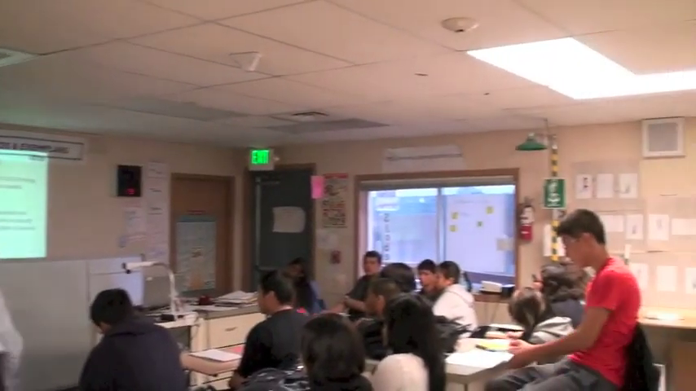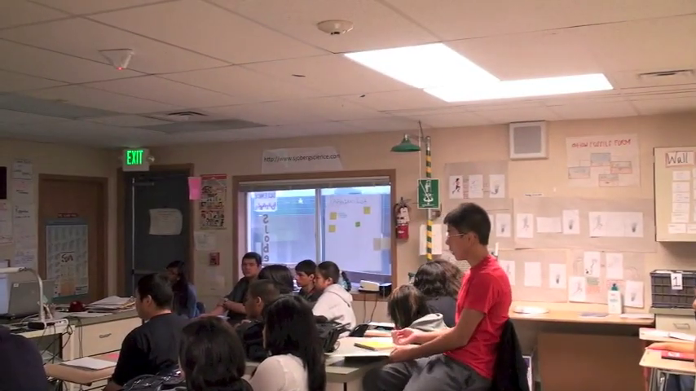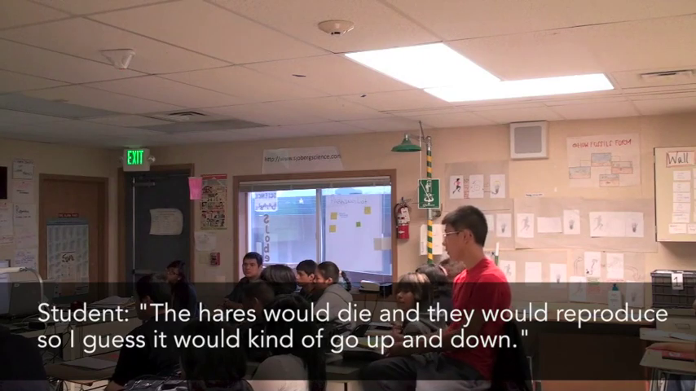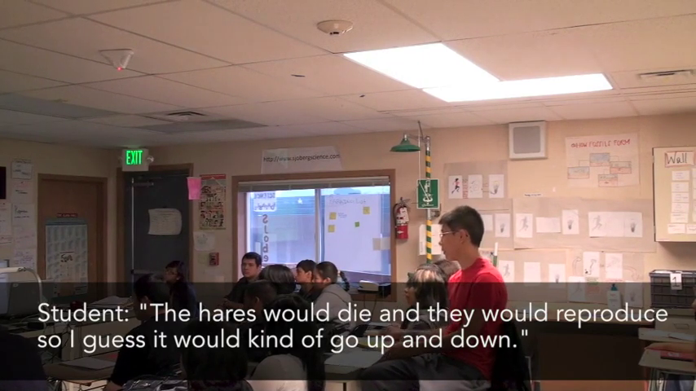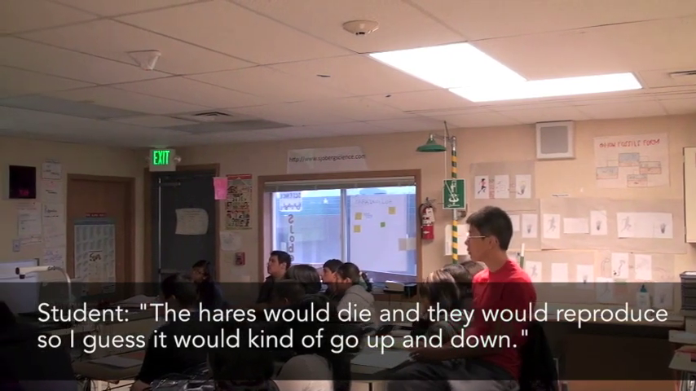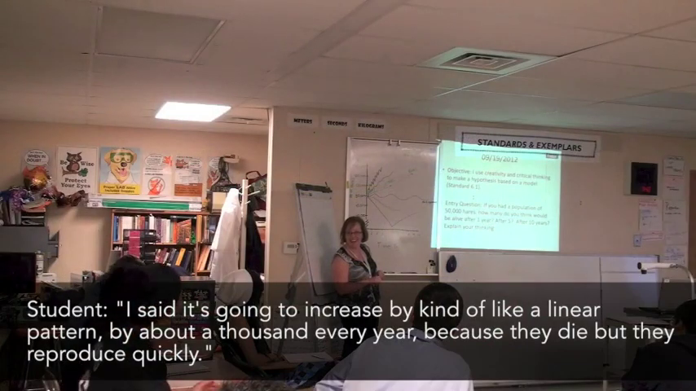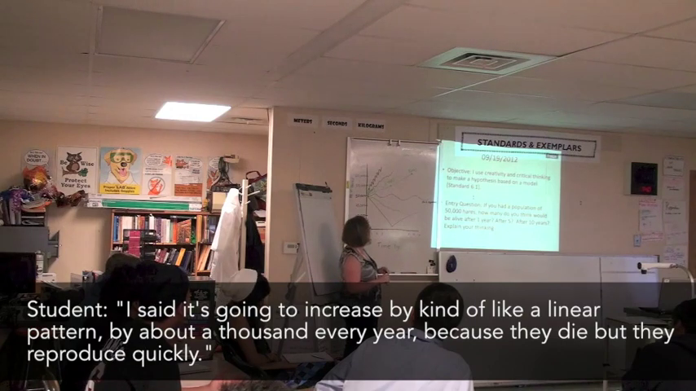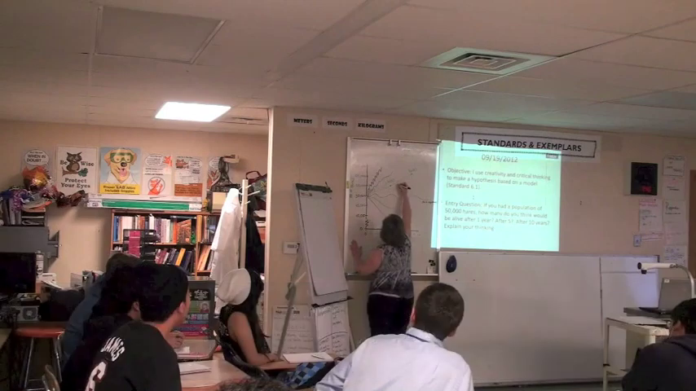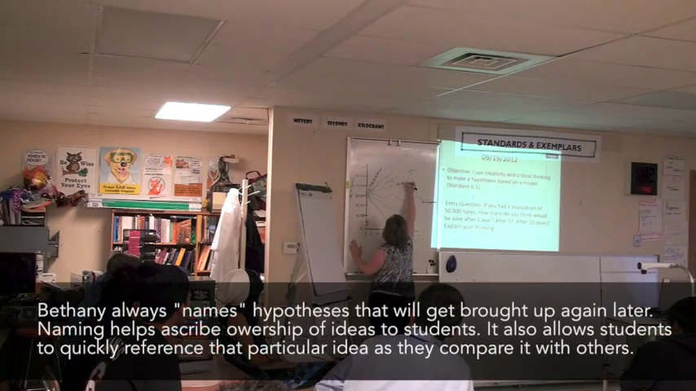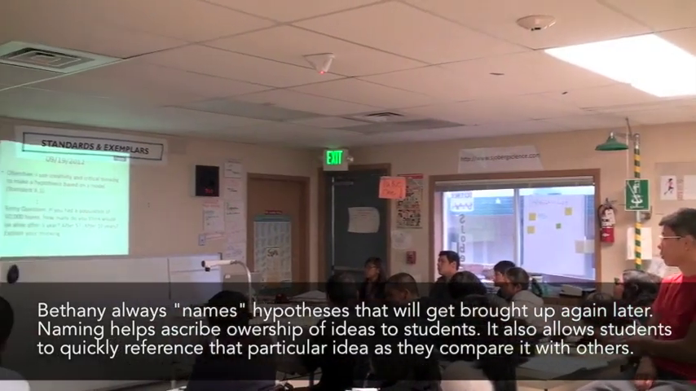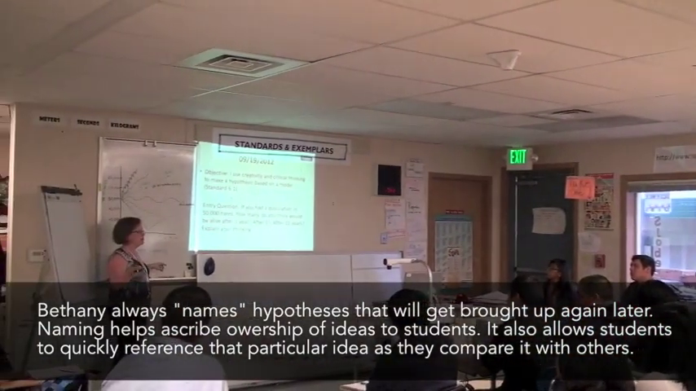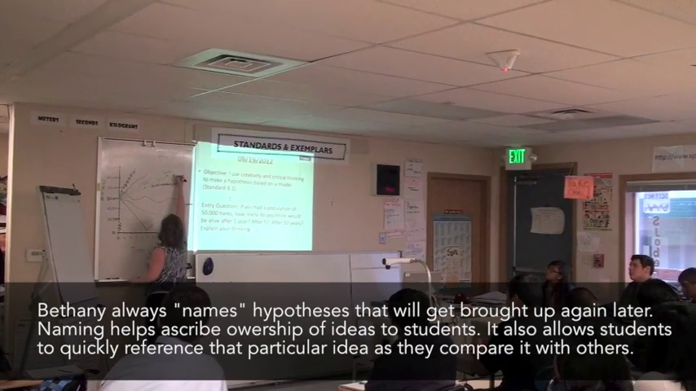So what I thought was, like, the hares would die and then reproduce. So I guess it would kind of go up and down. I said that it's going to increase by kind of like a linear pattern, like about 1,000 every year, because they die, but they reproduce quickly. Okay, so this one is they die but reproduce quickly. These little changes are due to the environment. Okay, so I'm going to add that here. Environment could affect it.